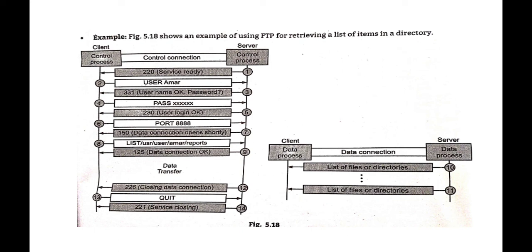Okay, so after the server receives the LIST message, what the client exactly required, the server responds with a 125, data connection. Now the data connection is open. Then the actual data transfer is done. What happened in the next step? Step number 10: the server sends the list of the files or directories on the data connection until the whole list is sent. That is, it sends the complete file.